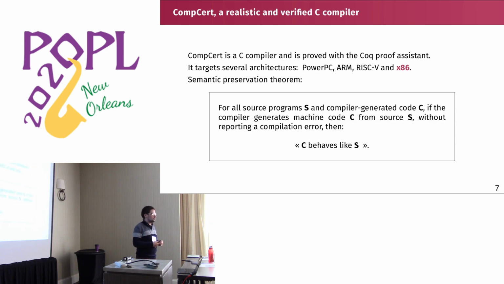So in our work, we are focusing on CompCert. I'm just giving a bit of background on CompCert here. First, it's a realistic compiler written in Coq. It's also an optimizing compiler, and it targets several architectures, but I will only focus on the x86 architecture here. The CompCert compiler is proved in Coq and states the following theorem, which we can sum up as such: if we have a source program S that is successfully compiled to C, then both these programs have the same behavior.